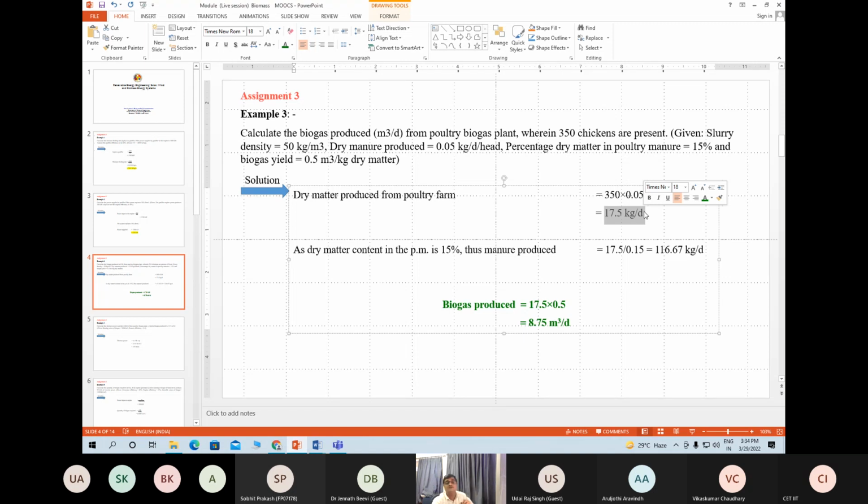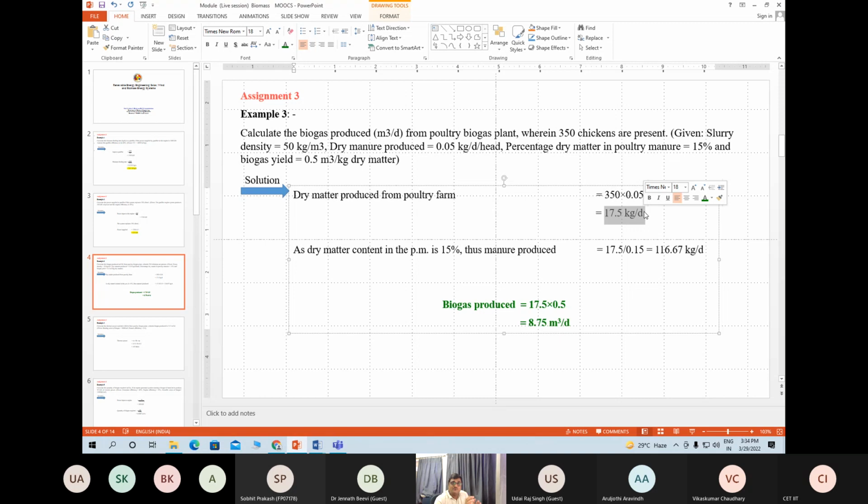But when you do the biogas production, as you know, we try to keep around 10, maximum 10 to 12% of dry matter remaining. We try to keep the rest as moisture so that we can make it a slurry. So this is the dry matter produced. Now the percentage of dry matter in the poultry manure, we already know that is 15%, right?